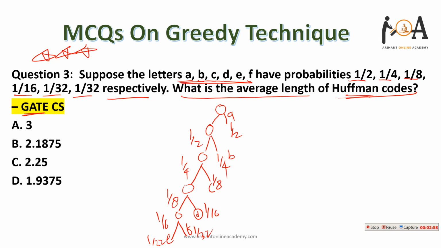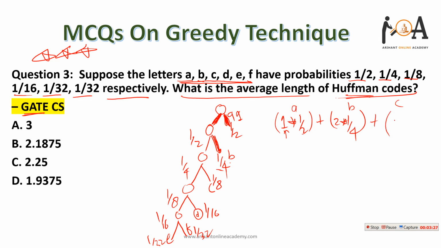Now what is the length of A? To reach A I just need to traverse only one path. So the length of A would be calculated as 1 into 1 by 2, where 1 is the length from the root node and 1 by 2 is the probability. Plus what is the length of B? The path is 1 and 2. To reach here we need to travel up to 2 edges. So 2 multiplied by its probability, that is 1 by 4. It is for A, it is for B.